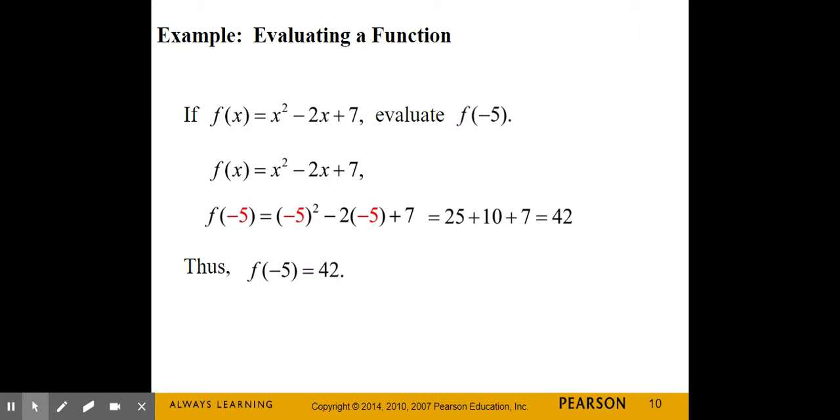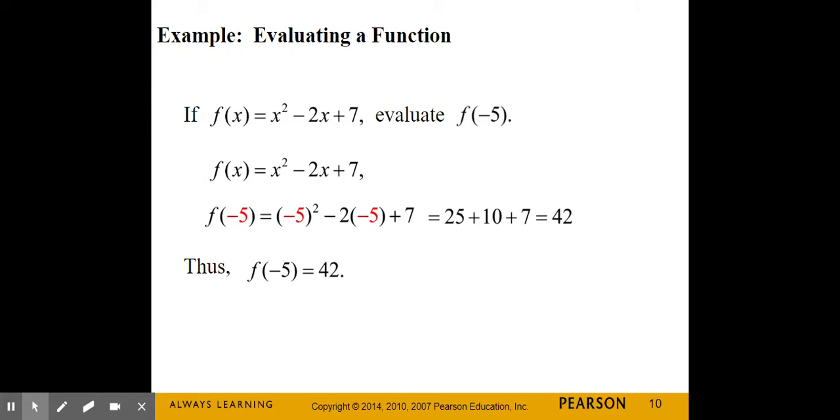All right, evaluating a function. So let's say you have f of x is equal to x squared minus 2x plus 7, and it's asking you to evaluate for f of negative 5. What that means is substitute negative 5 for x, okay? So as you can see down here, f of negative 5 is the same function that was given with negative 5 substituted in for both spots where there's an x, and then you just simplify.